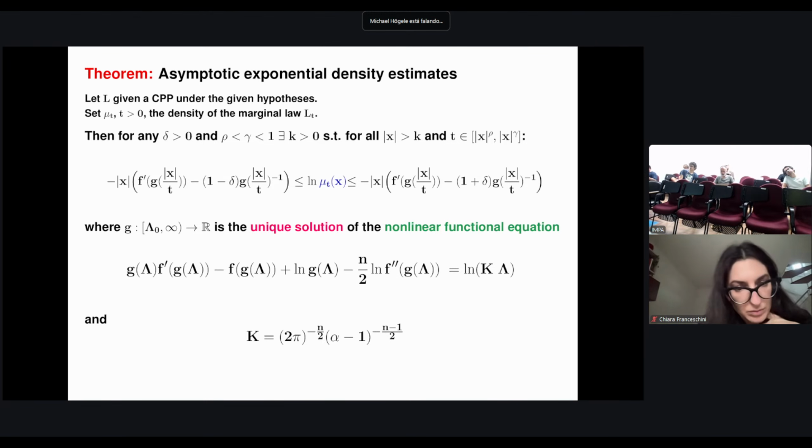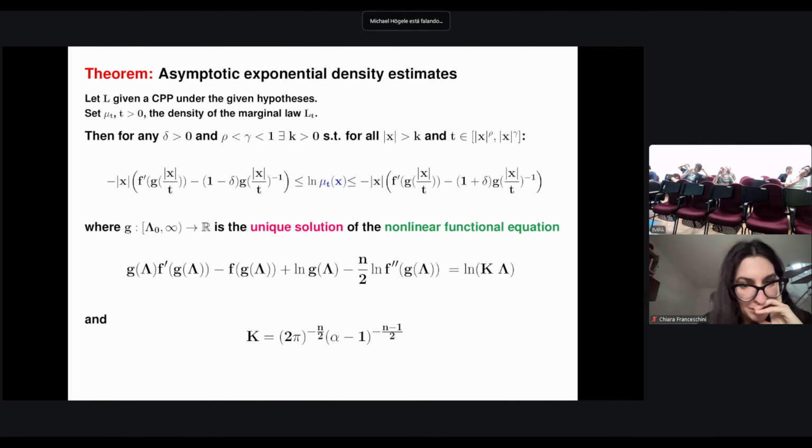Just remember, f was something like the power of alpha, so something like a polynomial in alpha. You're searching for a function g. F is given, such that if you plug it inside a kind of polynomial, you multiply with g, then you subtract f of g, and then you add the logarithm of g, and the logarithm of the second derivative of g is something logarithmic. Well, this is of course undigestible. When I saw this first, I was more than puzzled.